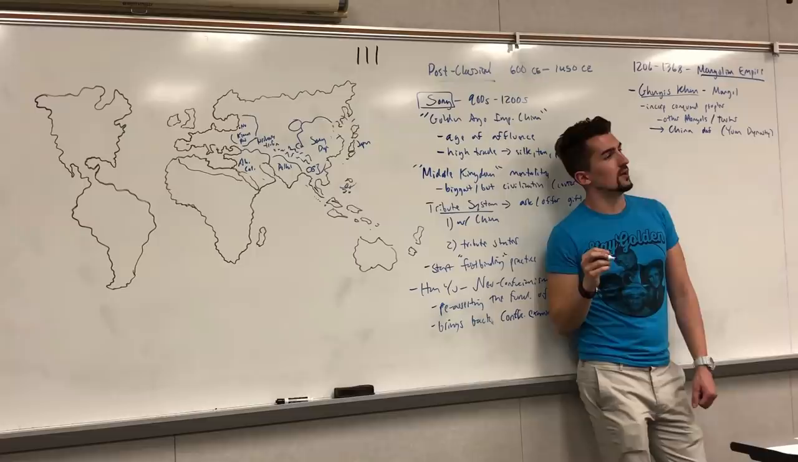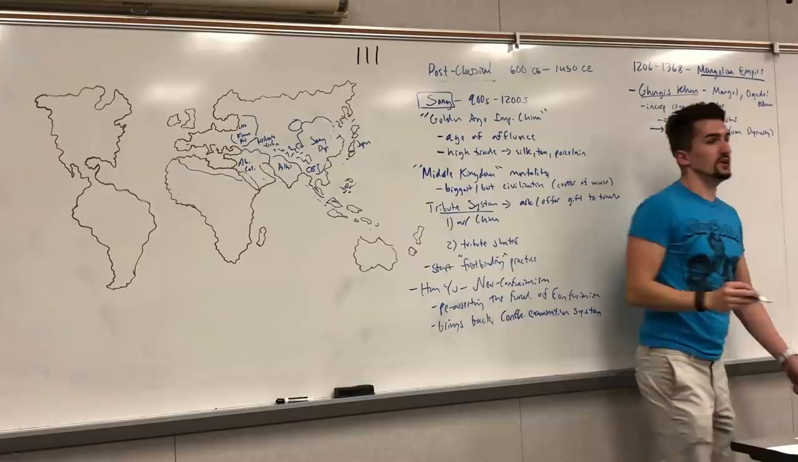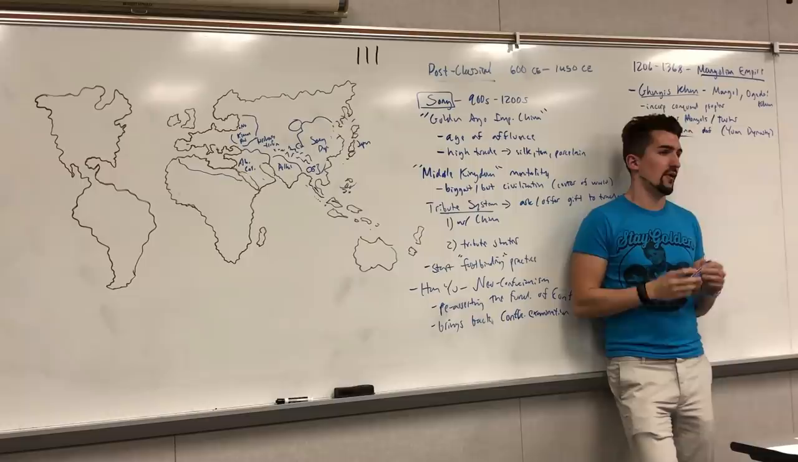By the way, when Genghis Khan dies, his son continues conquests, and his name is Ogedei Khan. China goes down, and that's big. Why is that big, other than the fact that it was China? They're using their siege weapons. Yeah, that's going to be it.